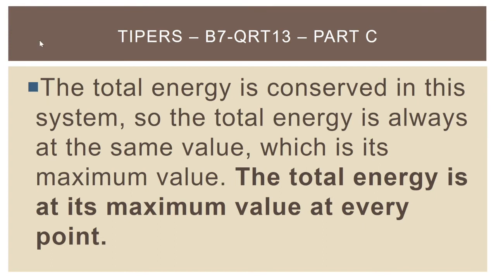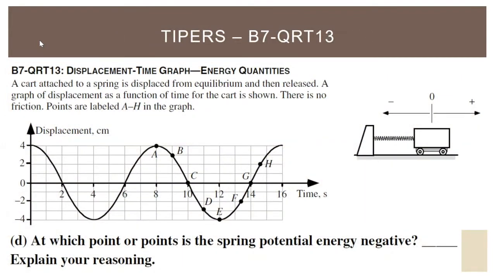All right, moving on to part D here. Part D is asking, at which point or points is the spring potential energy negative? Explain your reasoning. Pick an answer, come up with an explanation. When you think you've got it, hit play, and we'll go over it.